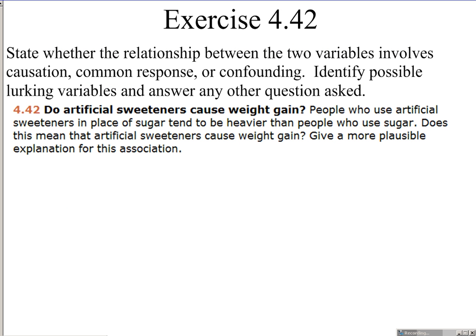State whether the relationship between the two variables involves causation, common response, or confounding. Identify the possible lurking variables and answer any of the other questions that are asked. So here, do artificial sweeteners cause weight gain? People who use artificial sweeteners in place of sugar tend to be heavier than people who use sugar. Does this mean that artificial sweeteners cause weight gain? Give a more plausible explanation.